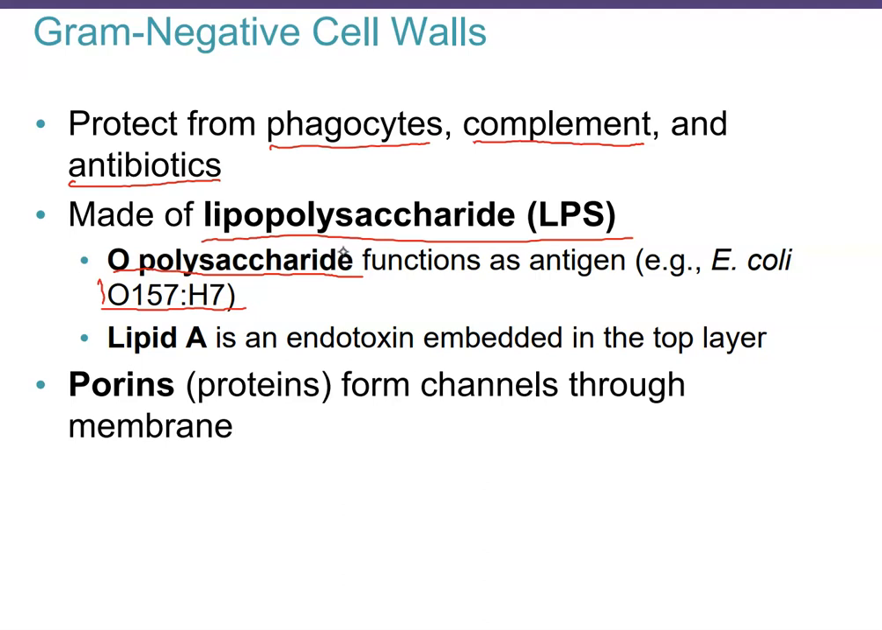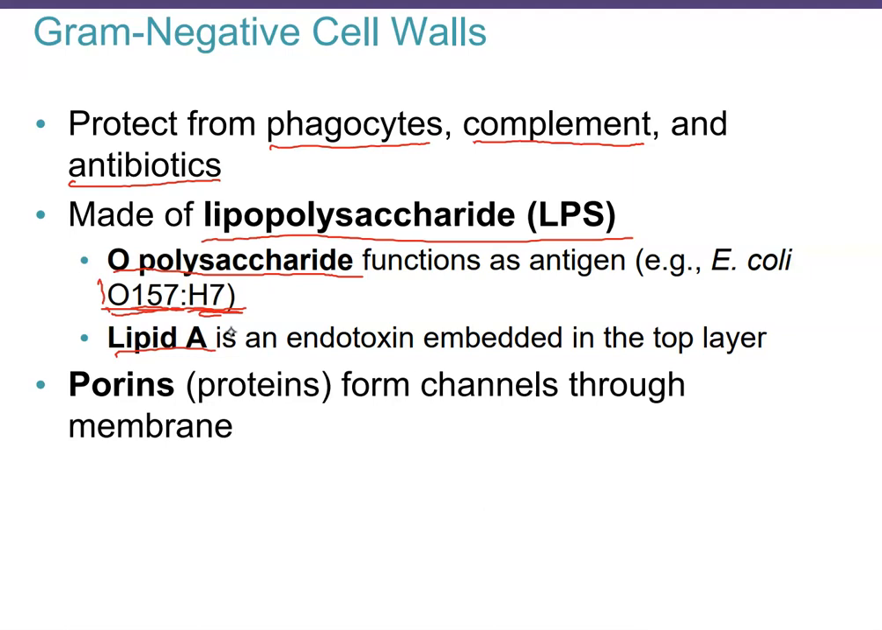And here the example is given, the O157, so this is that O polysaccharide. This particular one causes a pretty bad immune reaction. And now again, the H7, that's the flagella antigen, and it also causes an immune reaction. And then we have lipid A, that's an endotoxin and can be embedded in the top layer of the gram-negative cell wall, and that creates another problem.